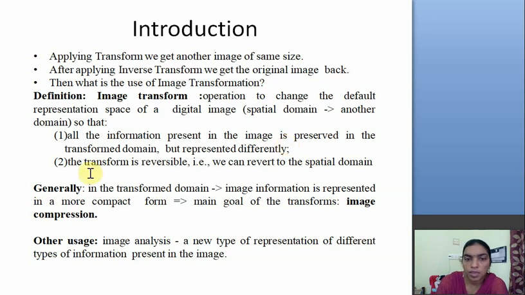Now coming to the second point: the transform is reversible. That means we can revert to the spatial domain. Once you convert the spatial domain into the transform domain, we can get the spatial domain back from the transform domain also. Generally in the transformed domain, image information is represented in a more compact form. So the main goal of the transform is image compression, the main application. Another application is image analysis, a new type of representation of different types of information present in the image.